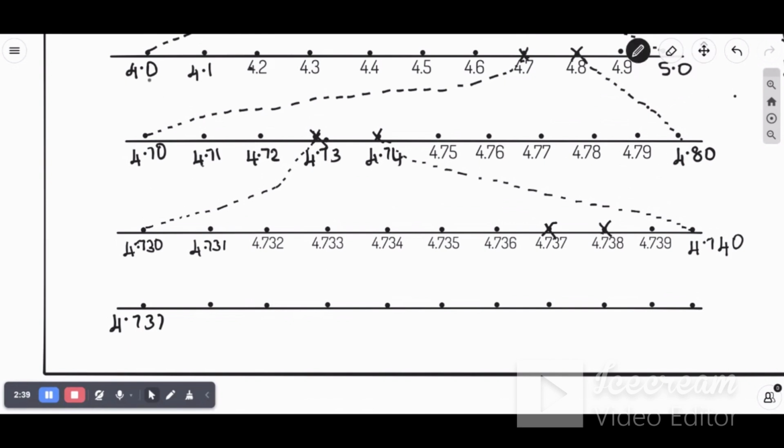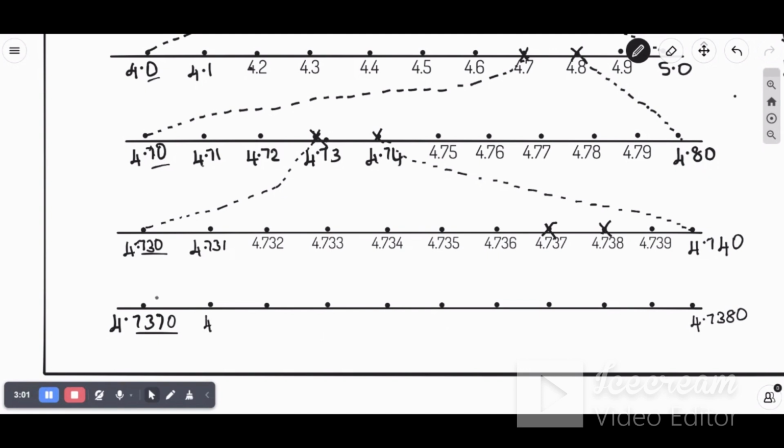Let's see, one digit increase here and two digits increase here. This is 7 and 730, three digits here. And here I am going to put 737 and 4. So this is 4 digits here. And now I am pulling this 738 down. So 4.738 and a 0. So you have to fill it up.